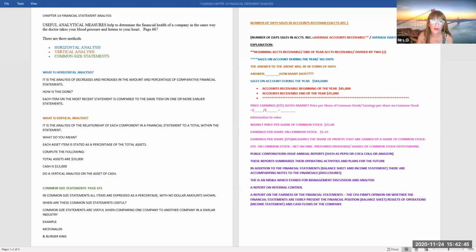All right. So those are the three different analytical measures. I'm going to type it in the chat box. They call it analytical measures, to analyze comes from the word analyze. There's horizontal analysis, there's vertical analysis, and common size statements.